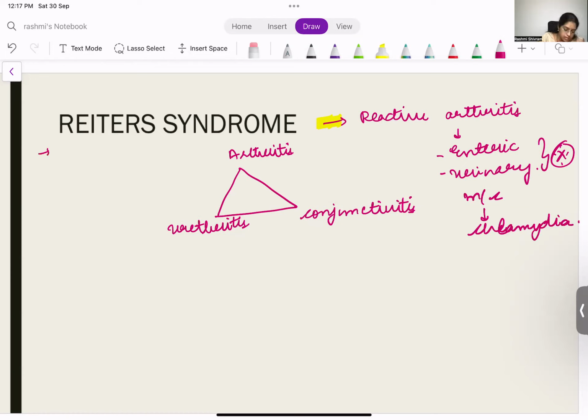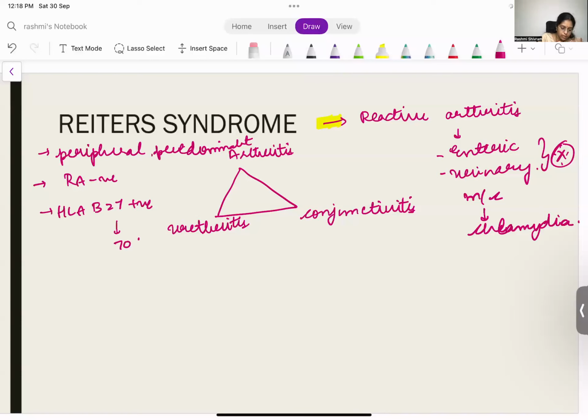So what are the characteristics? We know that this is peripheral predominant. In this, the RA factor will be negative. It is seronegative. Then HLA-B27 will be positive. But in ankylosing spondylitis you have 90 to 95% positivity, whereas in Reiter's syndrome or reactive arthritis, around 70% will be positive.